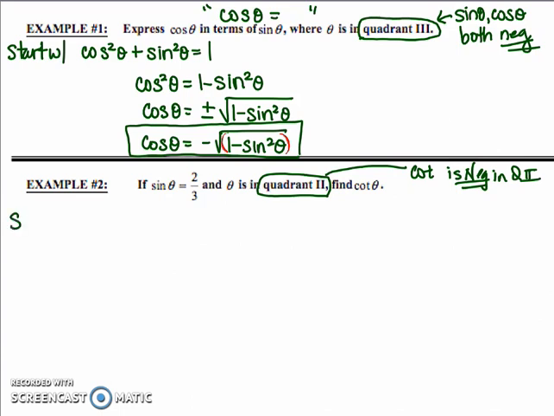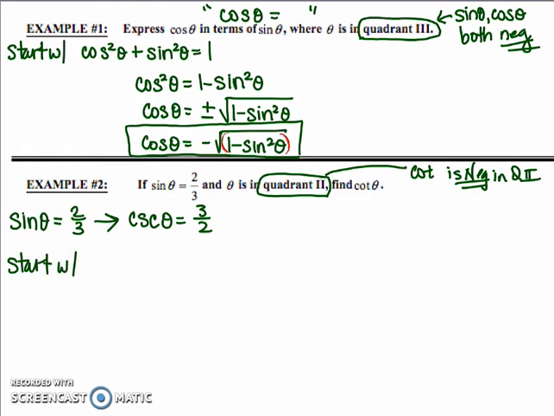They tell us that sine theta is equal to 2/3, which tells us that cosecant theta, its reciprocal, would be equal to 3/2. If we want to find cotangent, then we need an identity that has cotangent in it. So I'm going to use the Pythagorean identity.